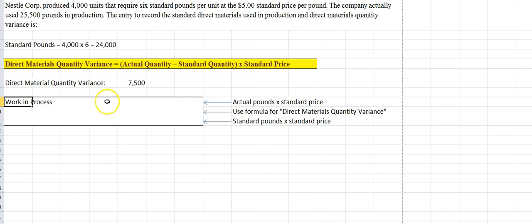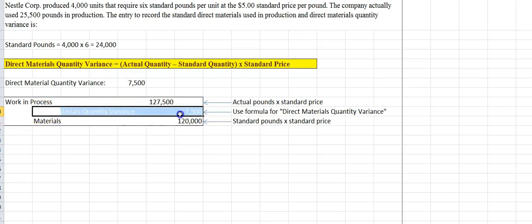So what do you use? Well, you're going to go with your actual amount used, right? You use 25,500 at $5. So you use $127,500, actual pounds times standard price. That's what you actually used. What you should have used based on the standards, which comes out of materials, right? You're taking it out of materials, is 120,000 based on the standard. Standard pounds of 24,000 times standard price of $5. That's 120,000.